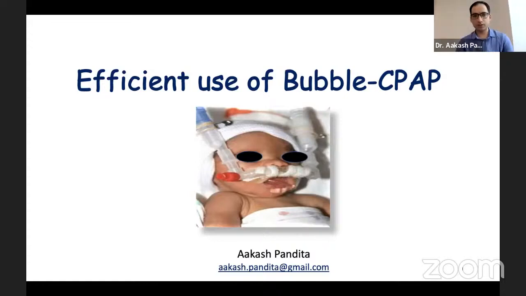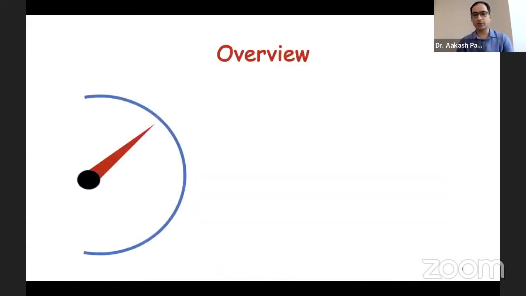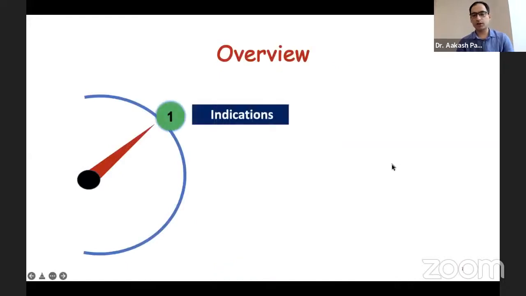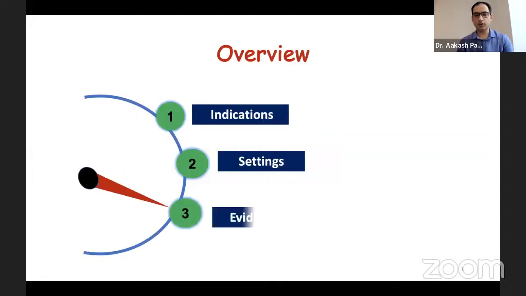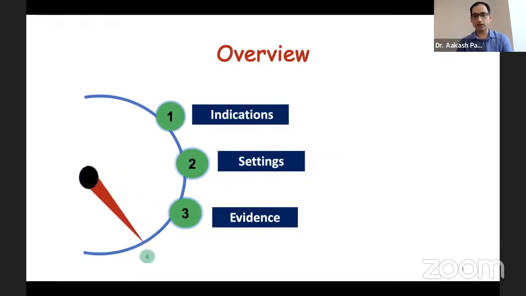Bubble CPAP. So in the next 30 to 40 minutes, we'll cover this topic under the following headings. We'll talk about what the indications of using CPAP are in day-to-day neonatal practice. Then we'll talk about the settings of CPAP which we use in different diseases in newborns. Then we'll talk about the evidence. We will talk only about some of the major evidence behind the use of CPAP in various disorders. And finally, we'll talk about how to wean a baby once the disease process is passive.